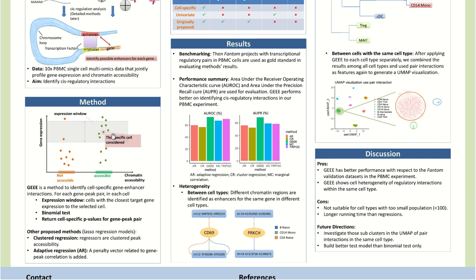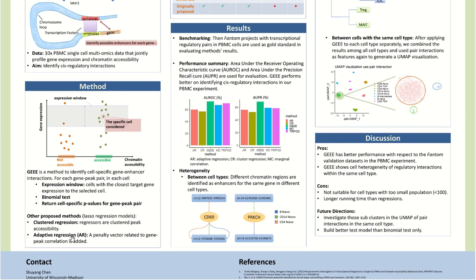Then, based on the cells in the gene expression window, we will do a binomial test to see whether there are significantly more cells with this peak accessible than the average level. And finally, a cell-specific p-value will be returned for this gene peak pair. We also considered methods based on the Lasso regression model. For the cluster regression, regressors are clustered peak accessibility. As for the adaptive regression, a penalty vector related to gene peak correlation is added.